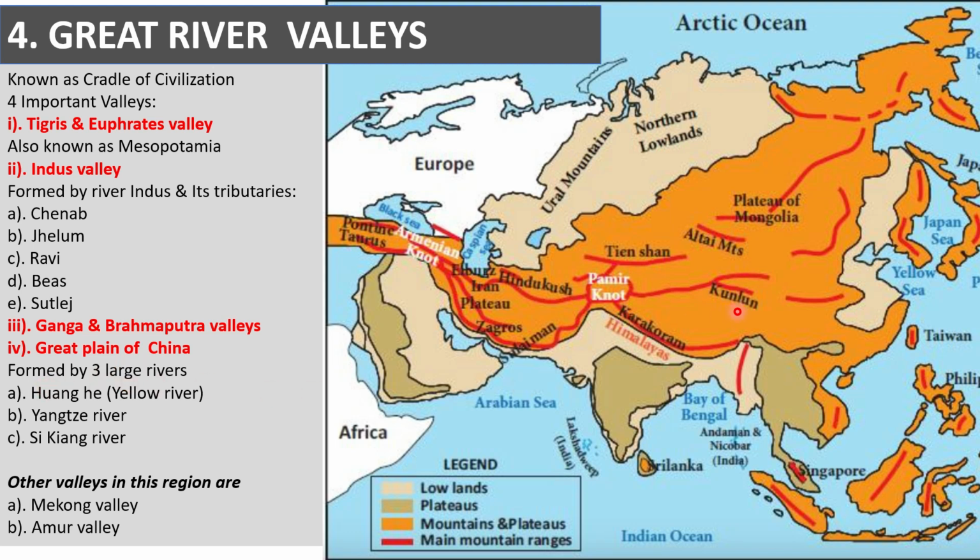Huanghe River, Yellow River, इसका नाम है. Number two is Yangtze River, which is the largest river of Asia and China. Number three is Sikyang River. तो हम कह सकते हैं कि ग्रेट प्लेन ऑफ चाइना को तीन दरिया जो हैं सैराब कर रहे हैं. Huanghe River, Yangtze River, and Sikyong River. Other valleys in this region are Mekong Valley and Amur valleys.